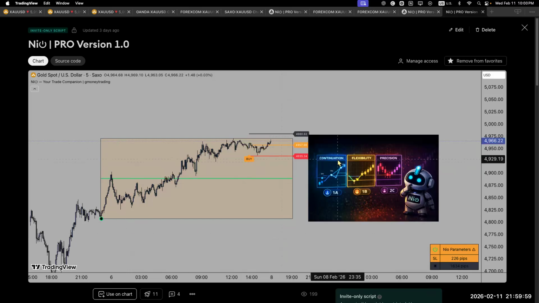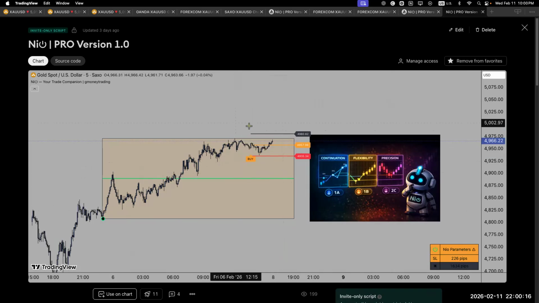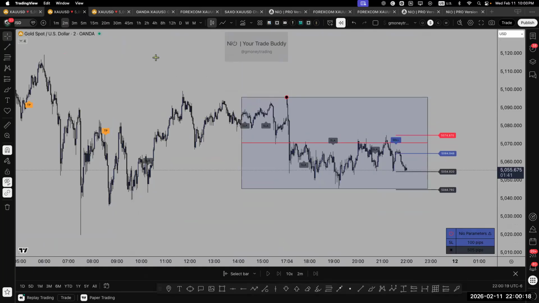Has a parameter here. The first signal was a continuation signal. Then it's a flexibility signal, same thing as a continuation. It gives more flexibility, and then the precision signal. The precision signal kind of is the buy low, sell high area.